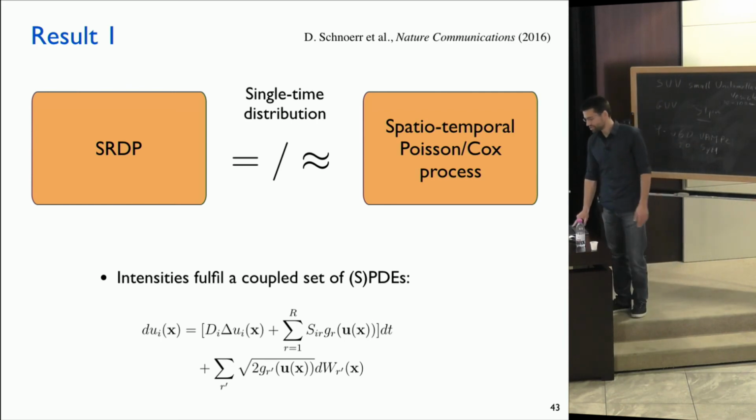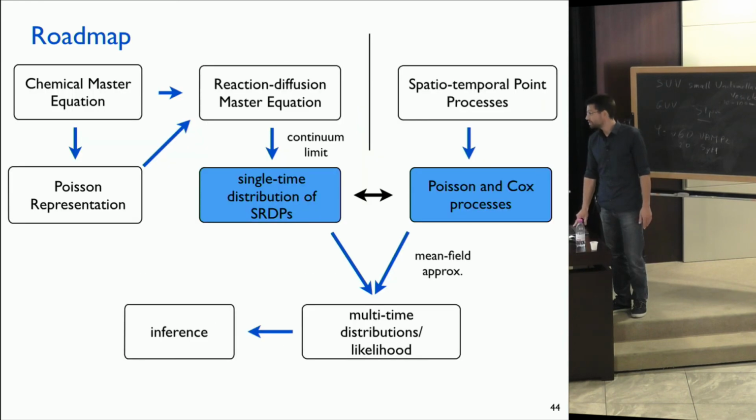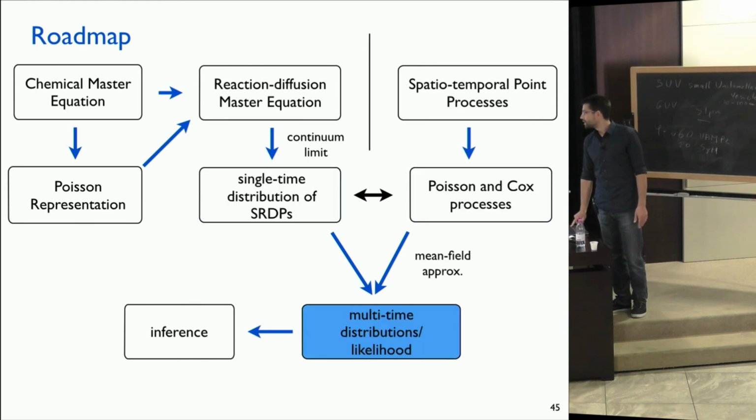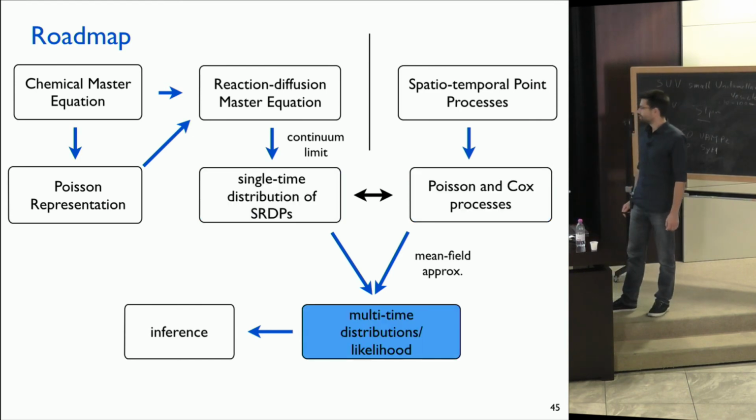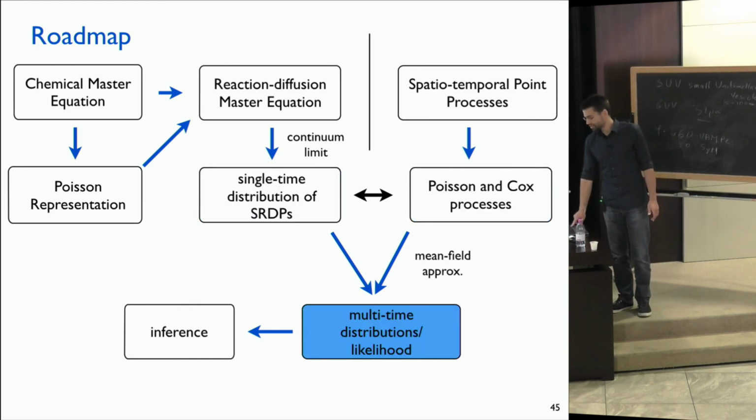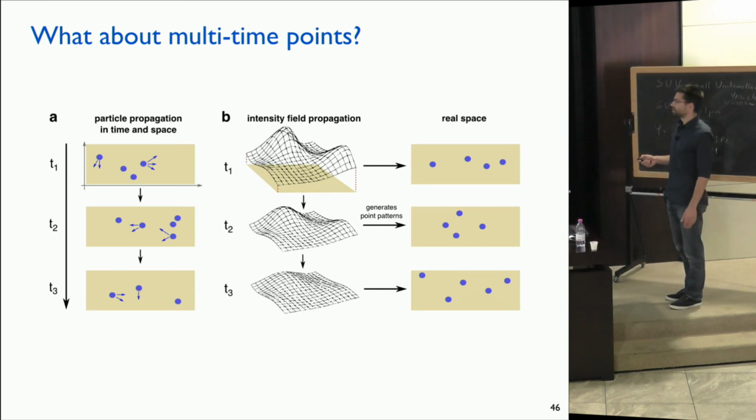Okay, for our original task of inference, this is not so useful yet because we need to get to multi-time distributions. And for this we need some sort of mean field approximation. We'll go into detail later, but let me just give you the intuition. Let's look at those two classes of models. In the reaction diffusion system, we have molecules that propagate in time and space, whereas in the Cox process, we have random point patterns in space that are only correlated in time via the intensity function.